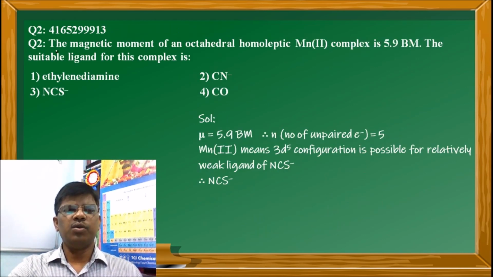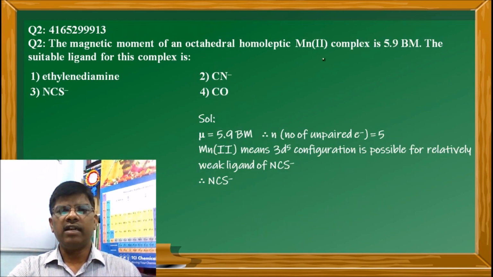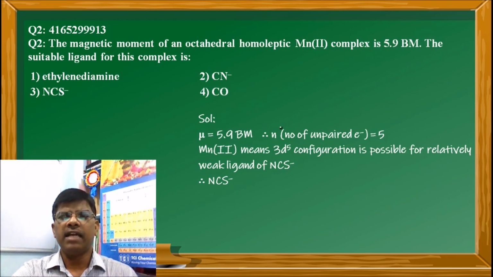Next, question number 2. The magnetic moment of an octahedral homoleptic manganese 2 complex is 5.9 Bohr magneton. The suitable ligand for this complex is ethylenediamine, cyanide, thiocyanate, then comes carbonyl. Dear friends, we know that to show the magnetic moment of 5.9 Bohr magneton, how many unpaired electrons are required? Yes friends, 5 unpaired electrons are required.